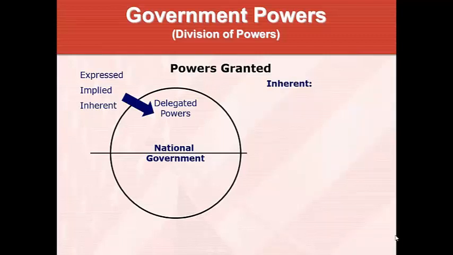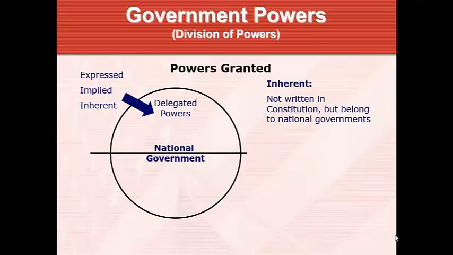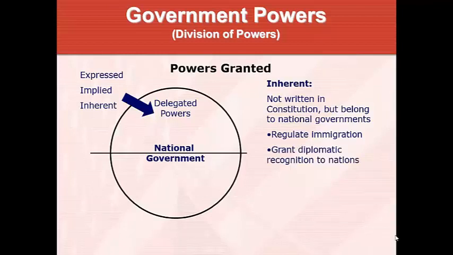A few inherent powers that we can talk about today. Once again, these are inherent. They're not written in the Constitution, nor are they implied, but it would be reasonable to assume that these powers would go to a national government. Things like regulating immigration. Immigration affects the borders of the entire nation. It affects all the states of the nation.